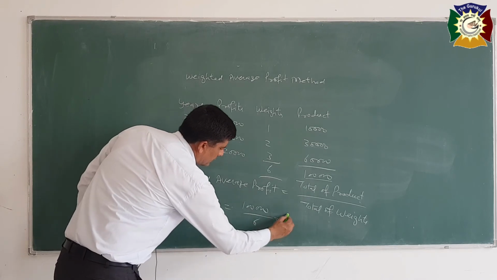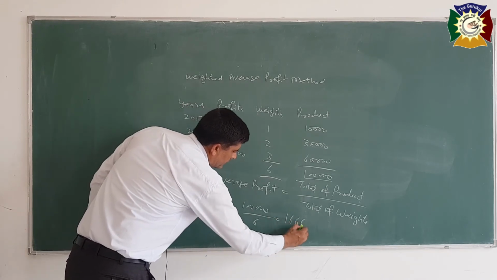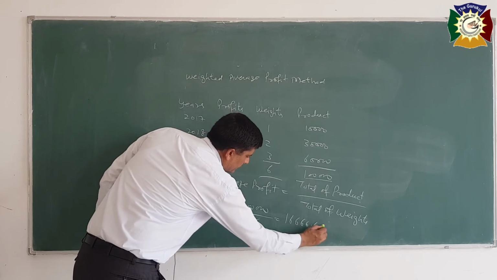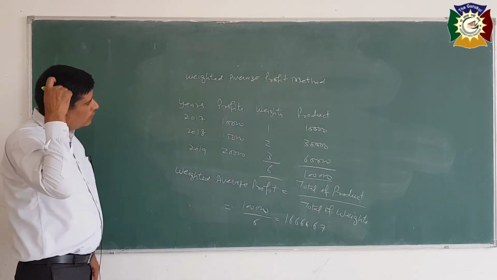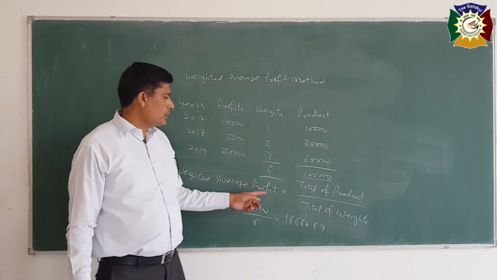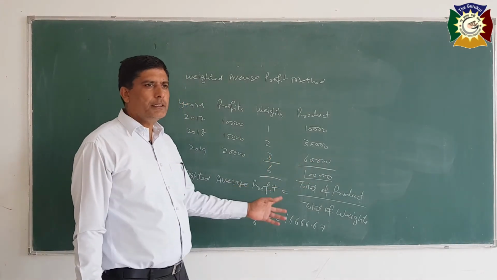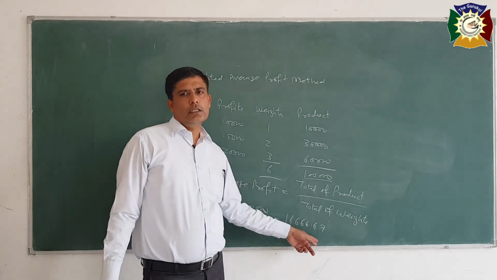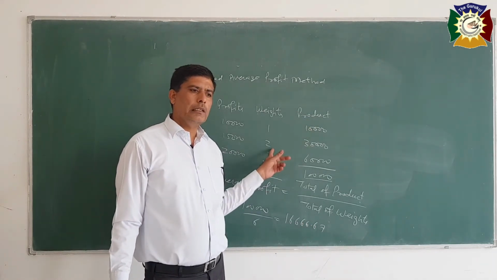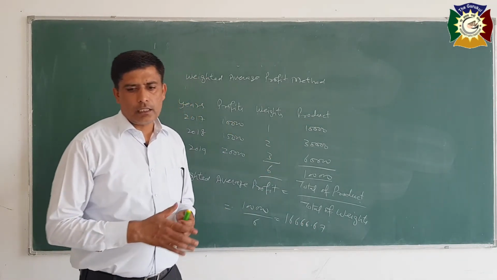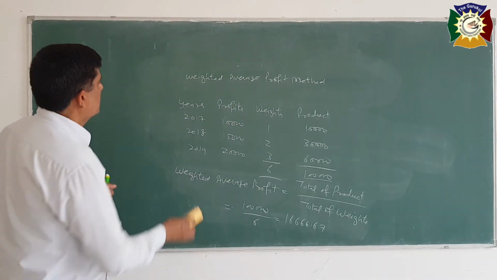It is 16,666.67. And goodwill will be weighted average profit into number of years purchased. So if number of years purchased is given as 2, multiply it by 2. That will be the value of goodwill. So this is the first method. Now the second method.